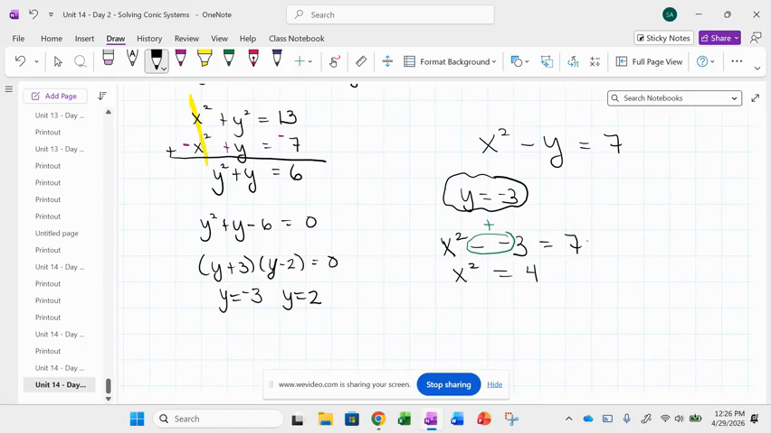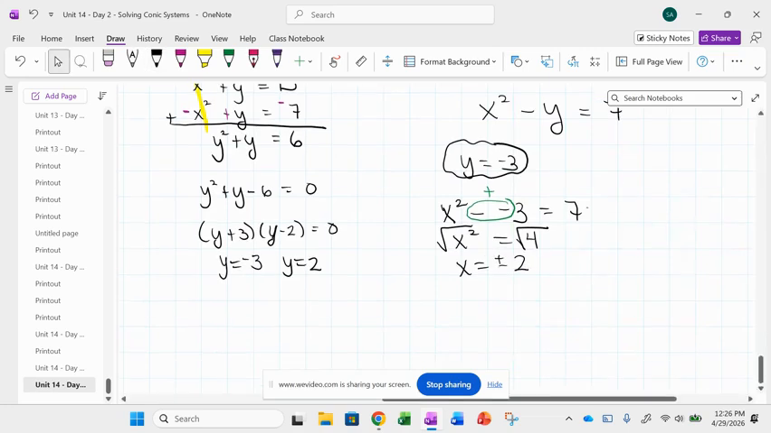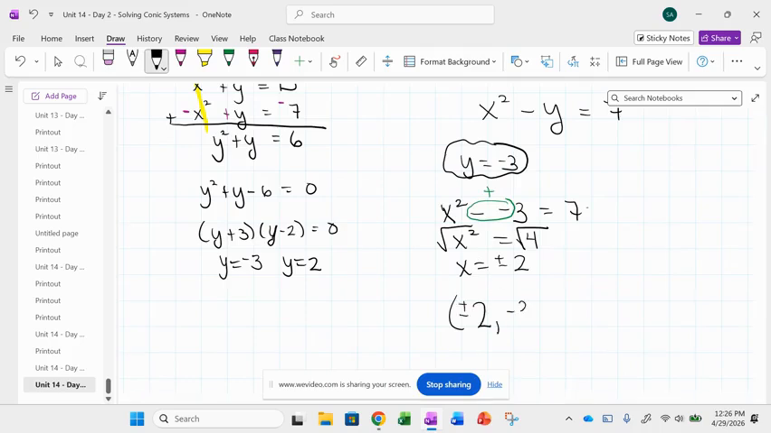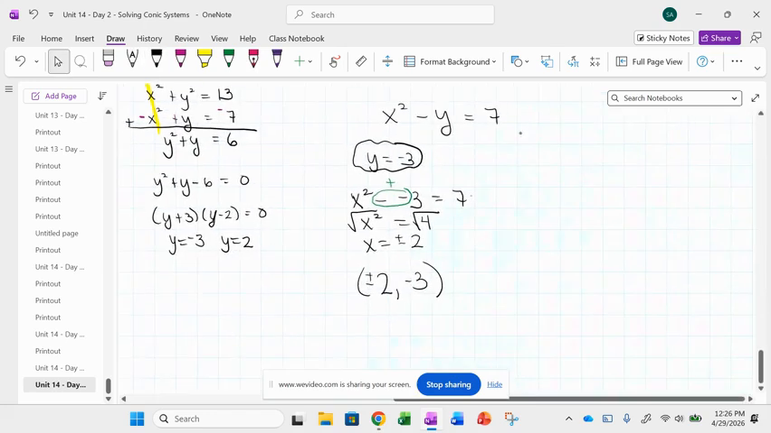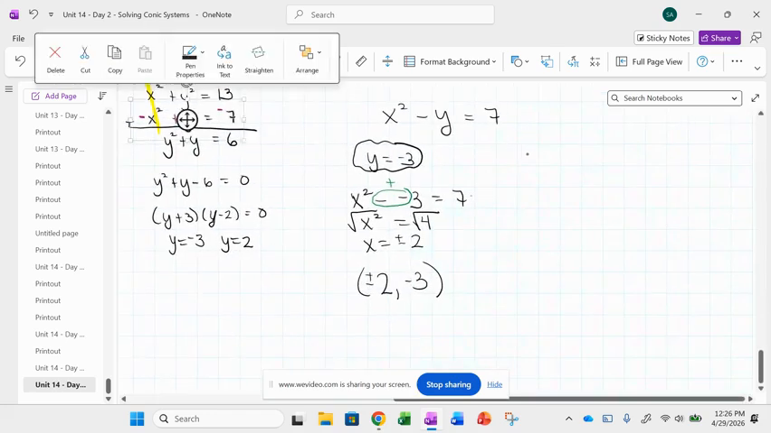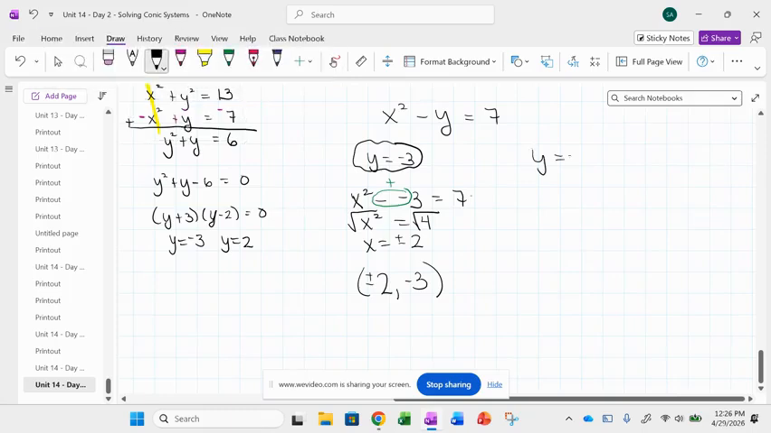Now, when we're solving and we have to take the square root, what must I account for? Plus minus. So guess what? This right here is two solutions on its own. It's a positive 2 paired with a negative 3, but isn't it also a negative 2 paired with a negative 3? So that alone is two solutions, and I'm still not done. So now I subbed in y equals negative 3. Now I'm going to sub in y equals 2.